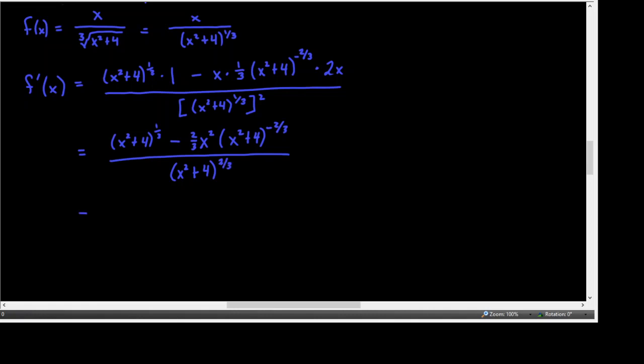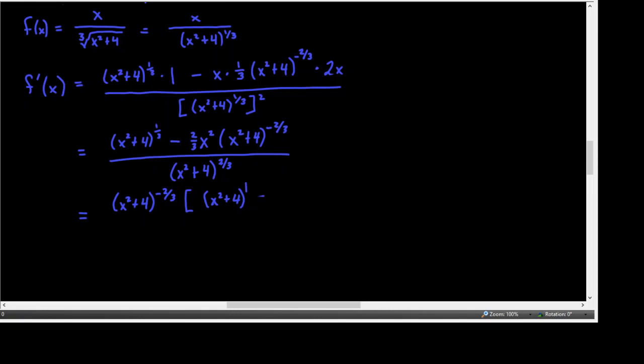Okay, now factored form. The only common factor we have is x squared plus 4 raised to some power is our common factor. Which power is lower, 1/3 or negative 2/3? Well, obviously the negative number is smaller than the positive number. So when we divide x squared plus 4 to the 1/3 by x squared plus 4 to the negative 2/3, we get the base x squared plus 4 to the, and now we subtract the exponents. 1/3 minus negative 2/3 is 1.